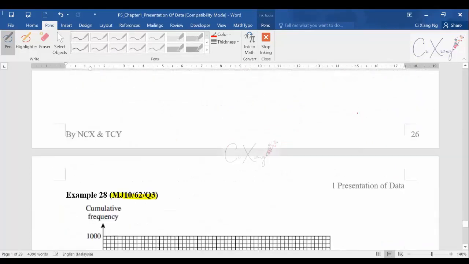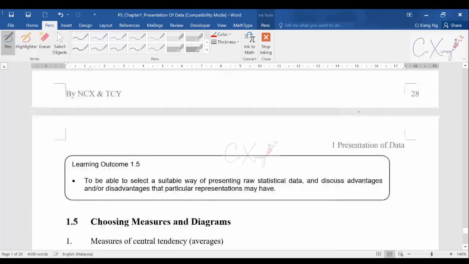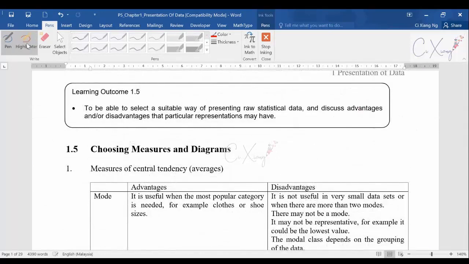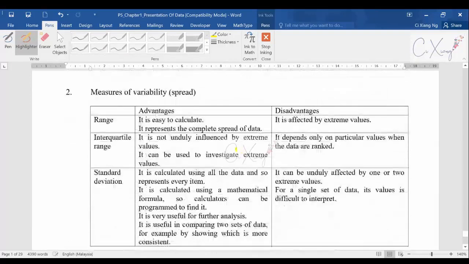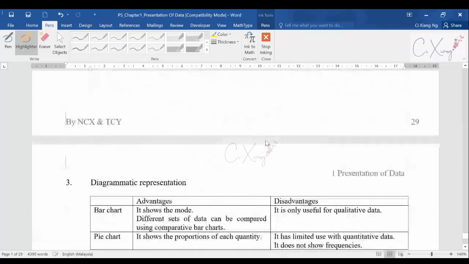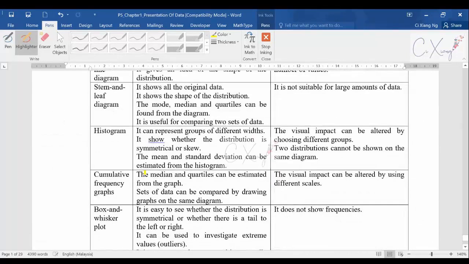If you scroll to the very last part of our chapter, there's another part, 1.5, choosing the measure and diagram. There are some advantages and disadvantages shown here: what are the advantages for mode, median, mean, and what are the disadvantages. You can just go through it, no need to purposely memorize. The same happens for the measures of variability, with their advantages and disadvantages, and also the diagrammatic representation.